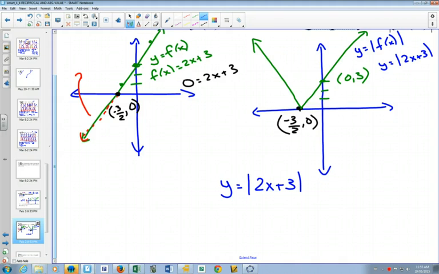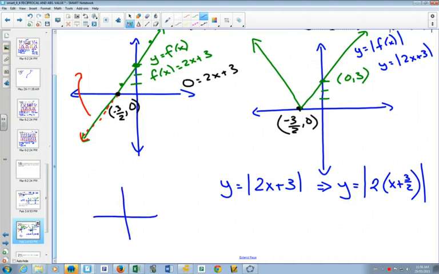What do we have to remember when we have a horizontal compression and a horizontal translation? To factor. So this is the same as y equals absolute value. Factor out that 2, and I would have x plus 3 halves. If we did this graph with transformations, transformations would say my parent graph is my absolute value graph. I know points on my parent graph are 0, 0, 1, 1, 2, 2, 3, 3, and so on and so forth.